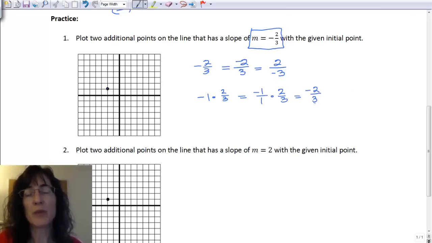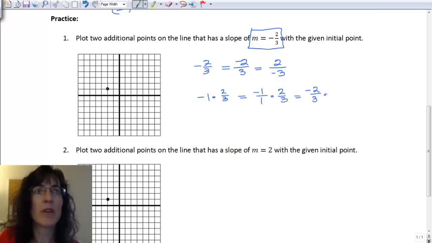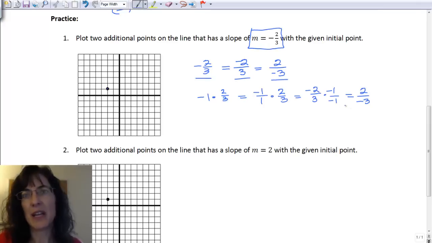Now from there, I can use that trick I showed you earlier, multiply by something equivalent, -1 over itself. So -1 over -1. And when I multiply like that, negative times negative for the numerator is going to give me a +2, and a positive times a negative for the denominator is going to give me a -3. So we can see all three of those are equivalent. Negative out front, negative in the numerator, negative in the denominator. And that's important because then I can look at the slope in two different ways and use it to find other points based on my initial point here at -2, 1.